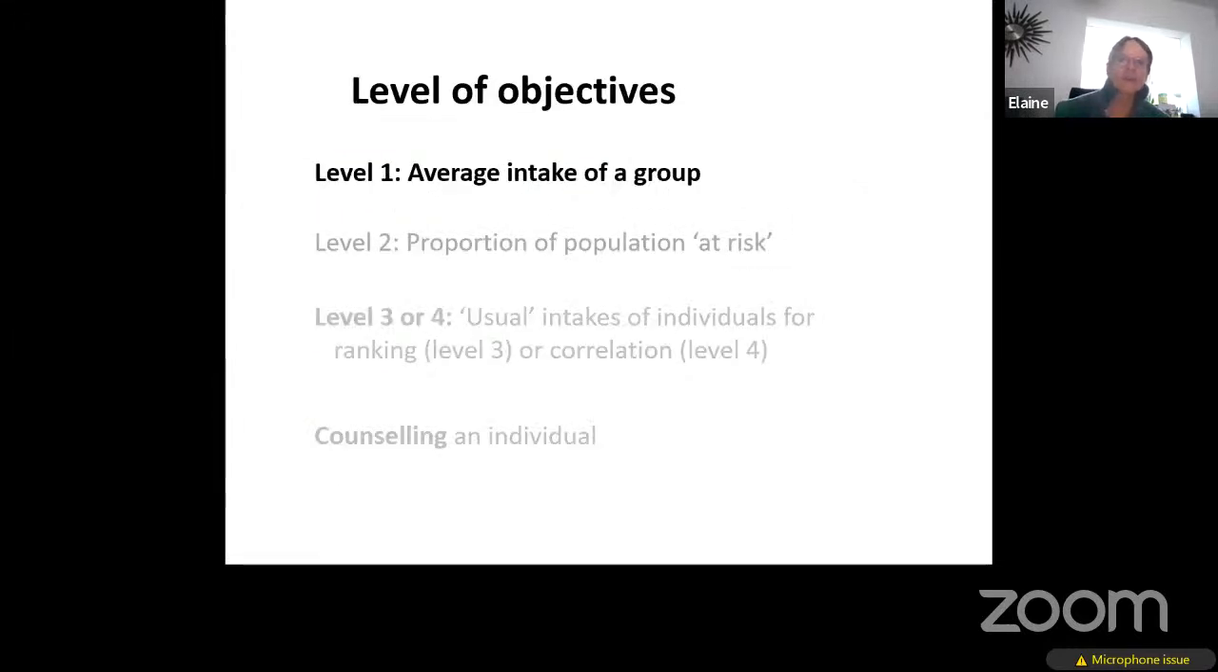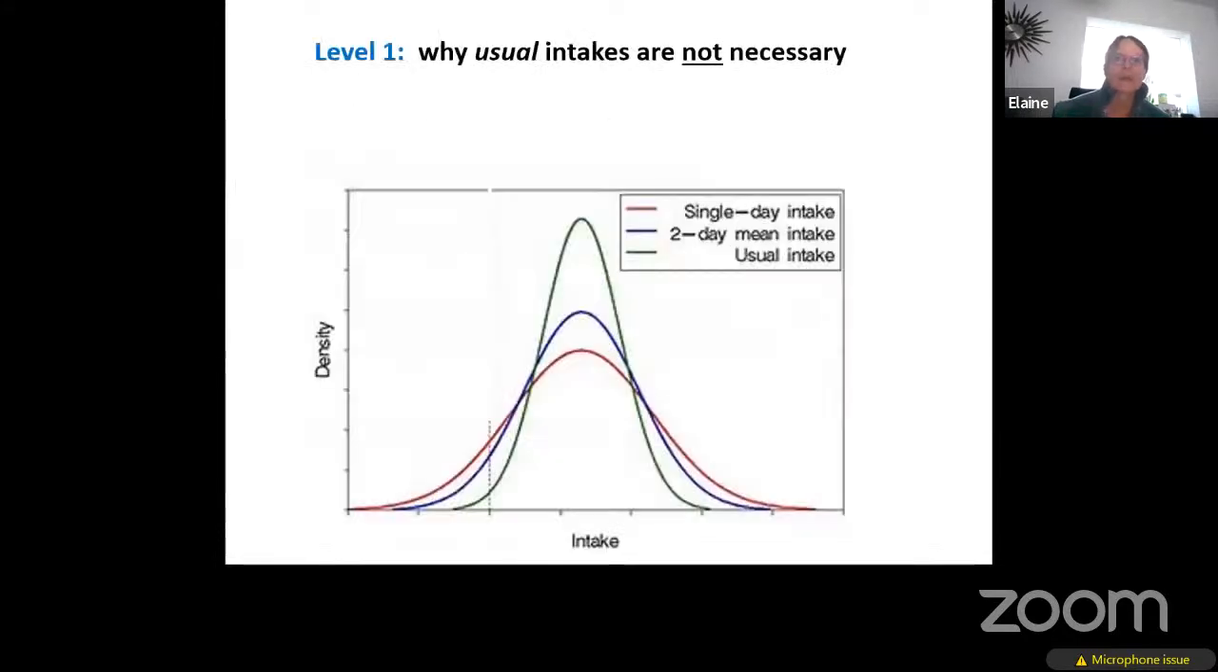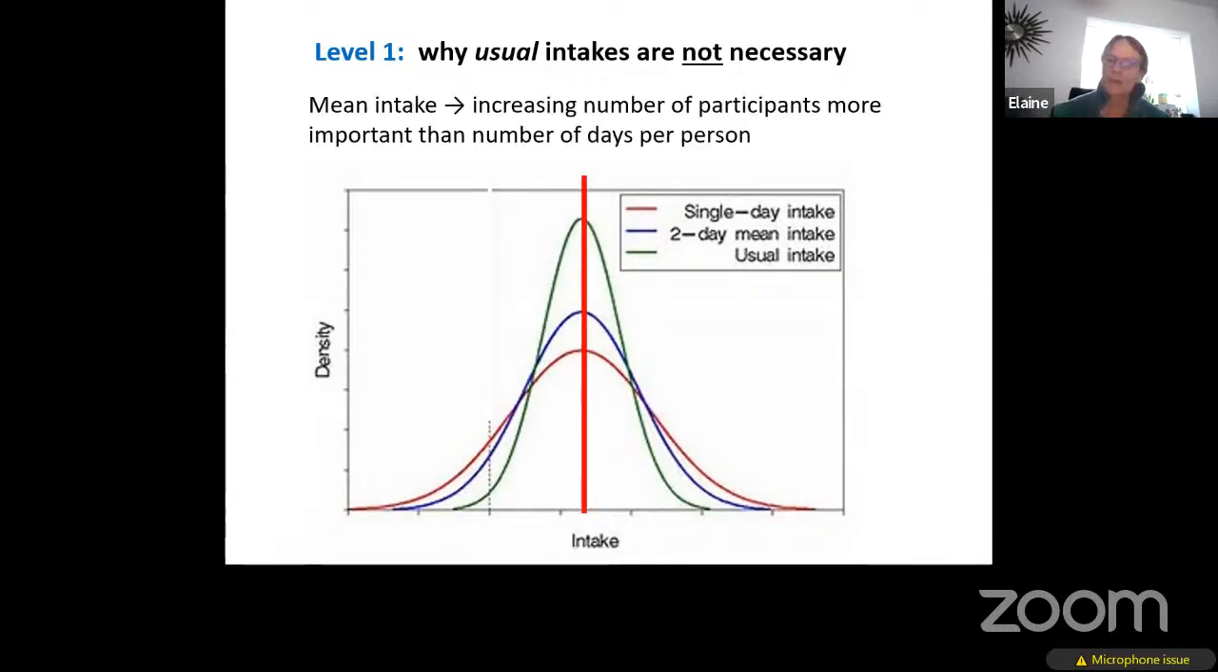So looking first at the average intakes of a group, why do we not need usual intakes? Going back to this slide where we've got a 1 day intake in red, we've got usual intakes in green. Our purpose is only to have the mean intake of a population. And you can see it's identical, depending on whether we've got 1 day or multiple days. And so it doesn't make any difference to estimate the mean of the population or the median intake of the population. We don't need usual intakes.